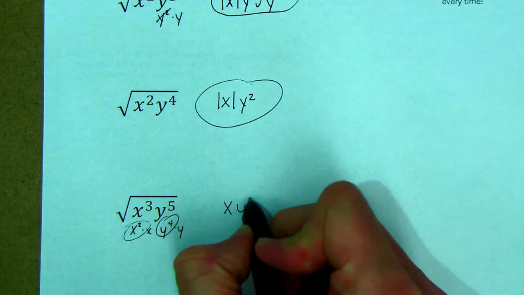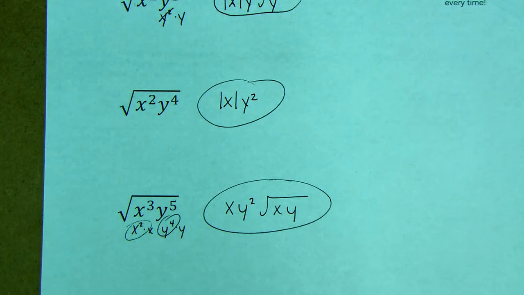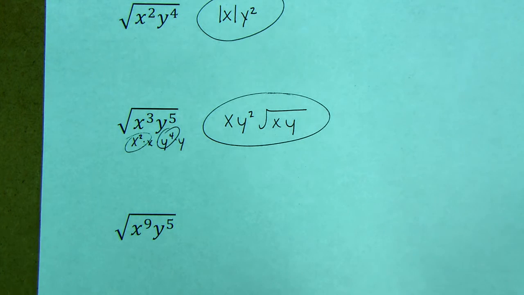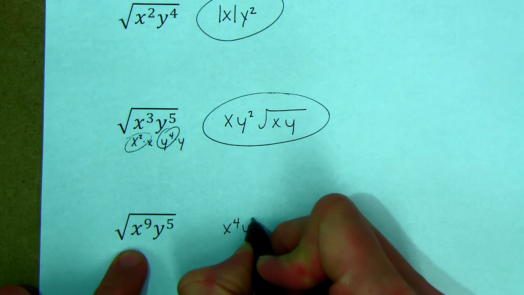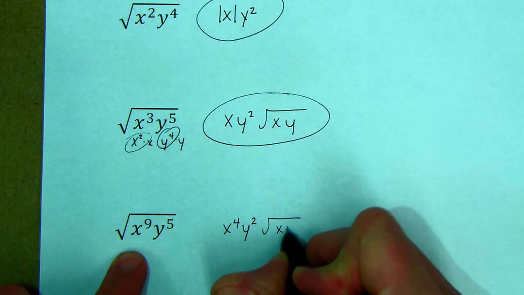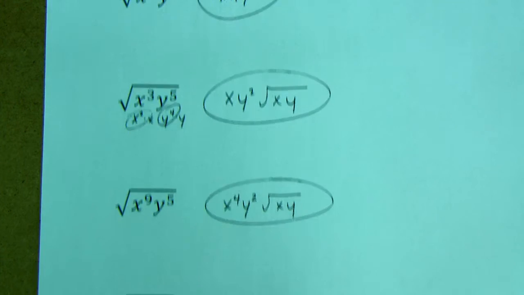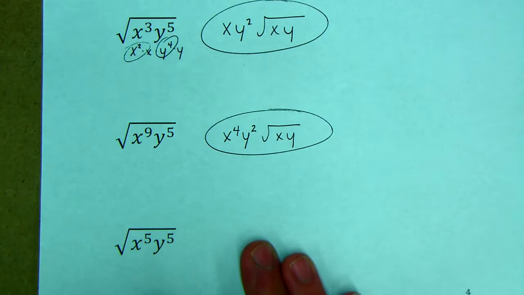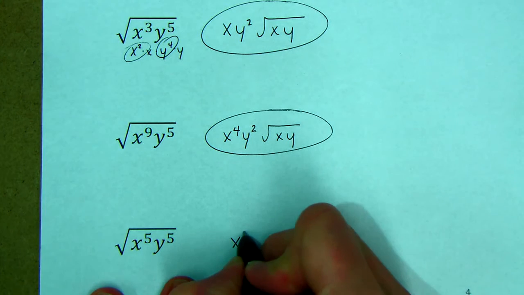Keep going right here. Again, starting with odd exponents, so I don't have to worry about that. This one's going to be x to the 4th, y squared, and inside x, y. And last but not least, again, no evens, so no absolute value necessary. And so I can take an x squared out, I can take a y squared out, and I'm left with xy inside. Okay, so I hope that helps.